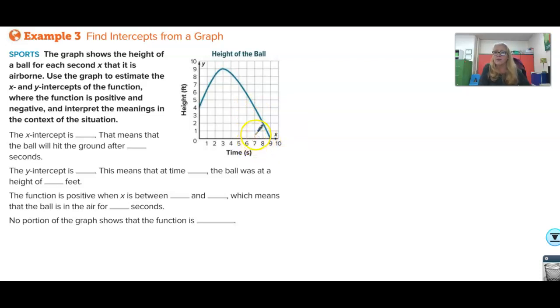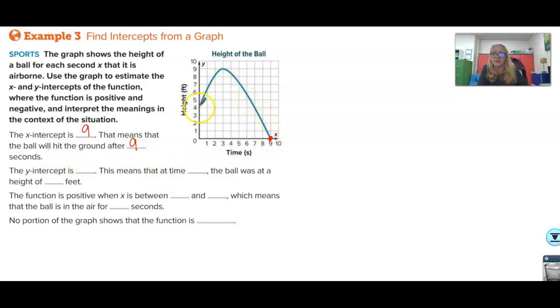So the x-intercept, where does it intersect x? Right here. Okay, x-intercept is 9. That means that the ball will hit the ground after 9 seconds. Okay, because this is time here. This is after so many minutes or seconds, and then after 9 seconds, it hits the ground.